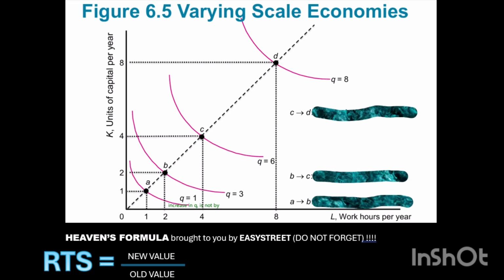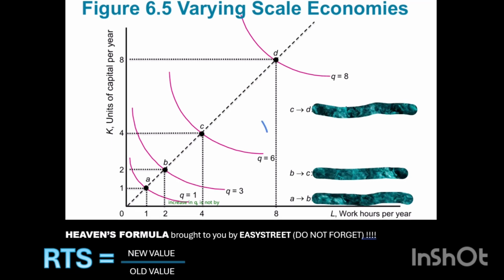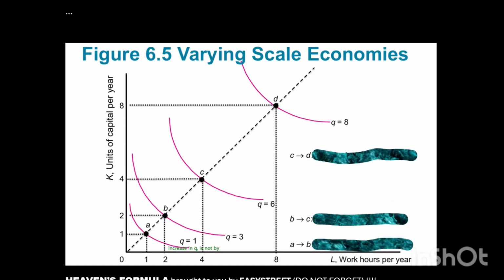As you can see from the graph, we have here Q, which is representing your isoquant, which also represents your output. Yeah, so Q always will represent both the isoquant and your output. All right, and then notice for your y-axis, it's represented by capital, and for our x-axis, it's represented by labor.